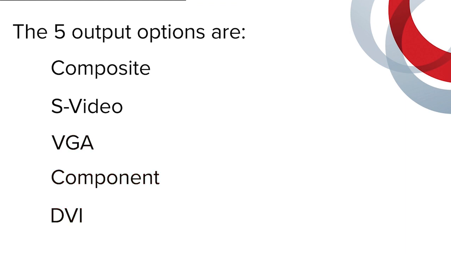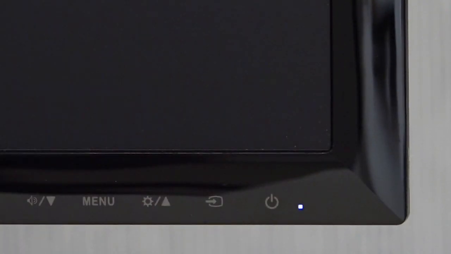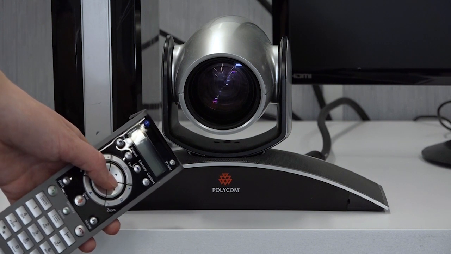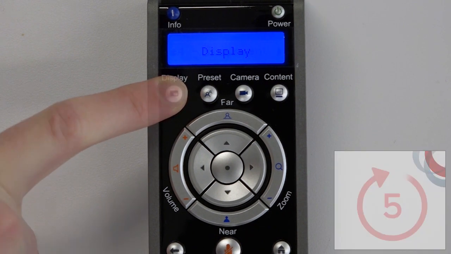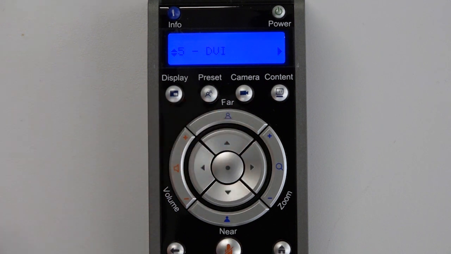To change the output format, first make sure that the system and the monitor are both powered on. Then, point the remote at the IR sensor on the camera. Press and hold the display button for 5 seconds. Use the up and down arrow keys to display the new video format in the remote control window. Press the right arrow key to save your changes.